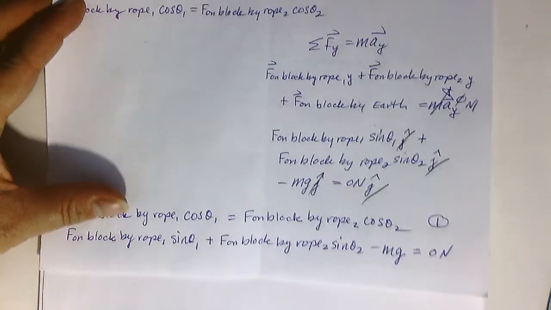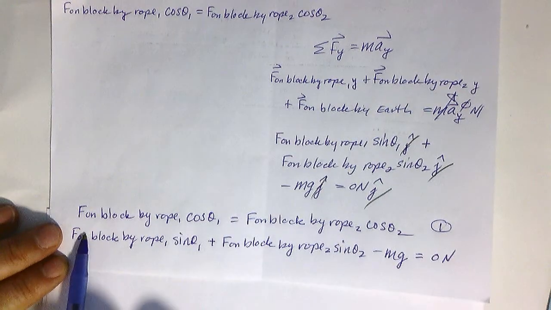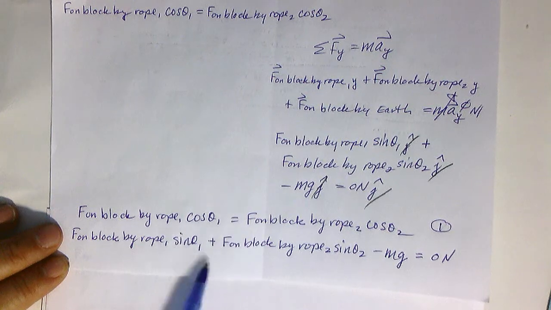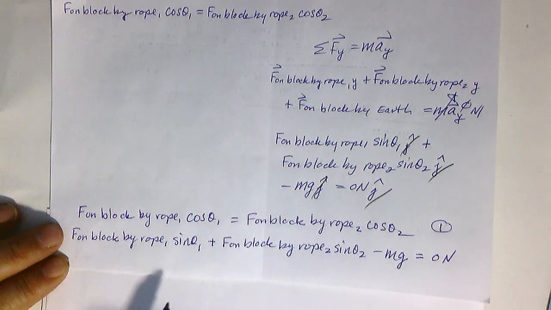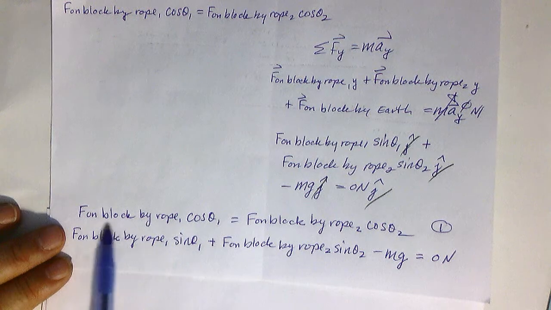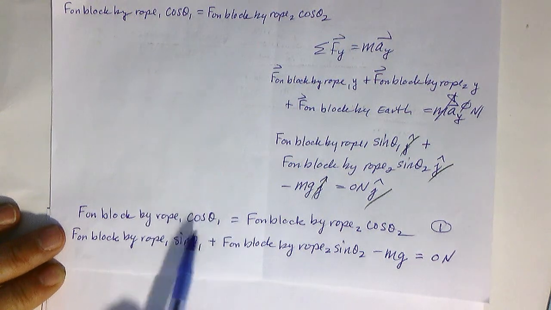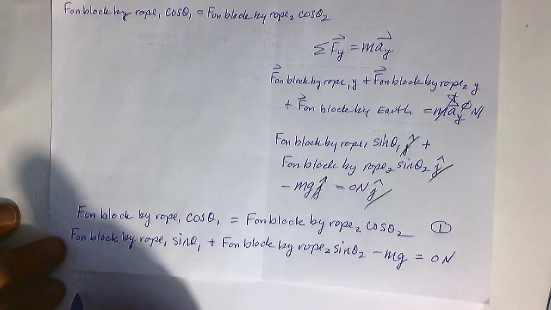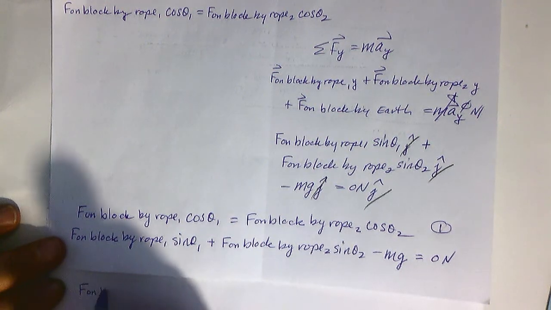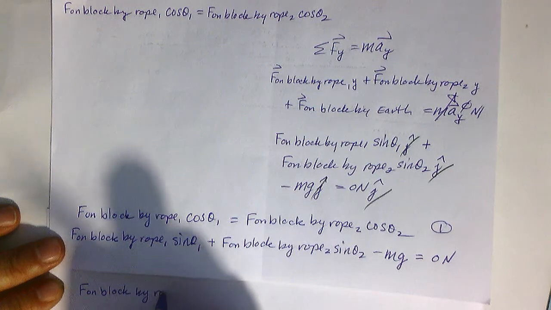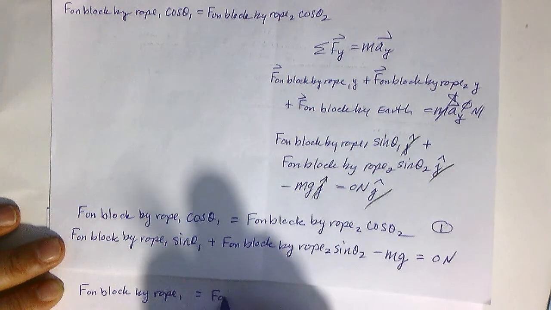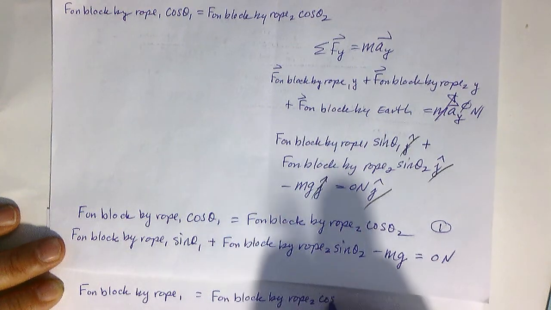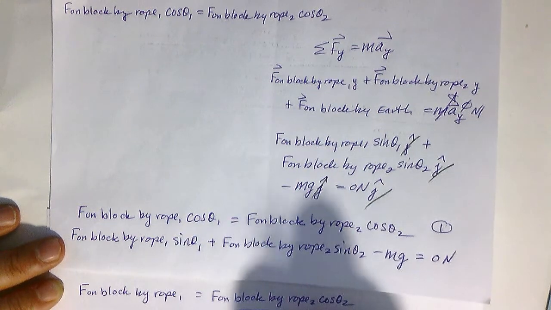Now there's several ways we could solve this. We could divide one equation by another, but I'm not sure that's going to work for us right now. So I'm going to solve for force on block by rope 1 by dividing both sides by cosine theta 1, and then substitute that in here. So I end up with force on block by rope 1 is equal to force on block by rope 2 cosine theta 2 divided by cosine theta 1.